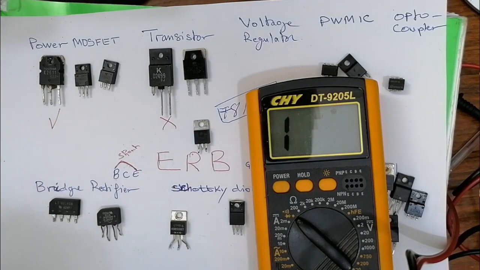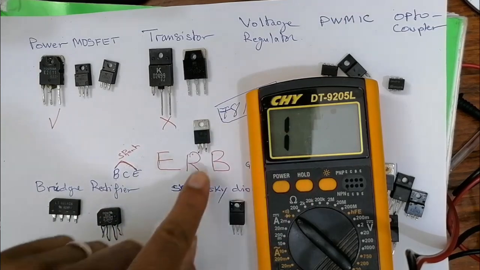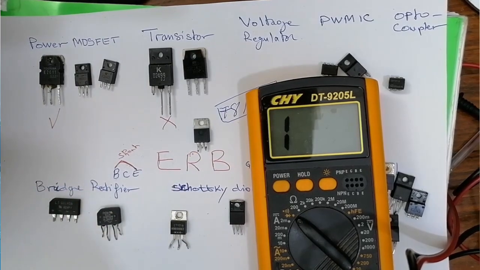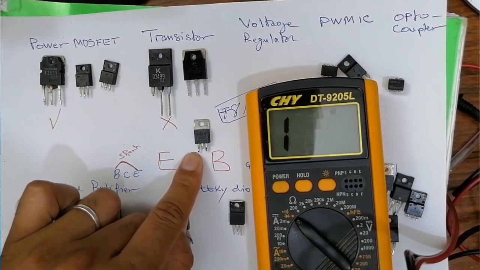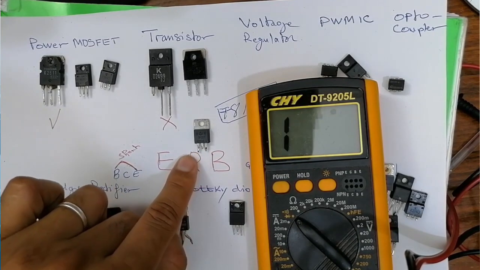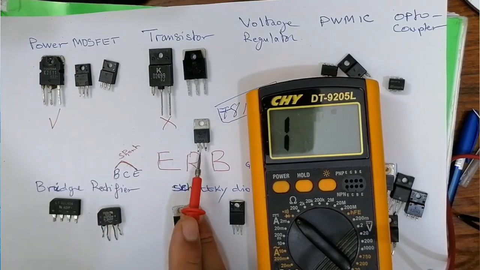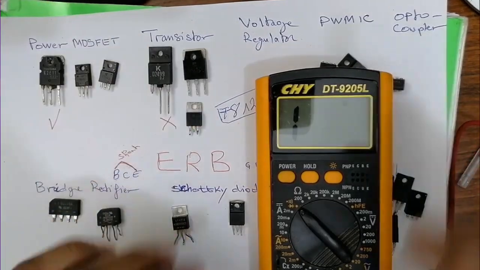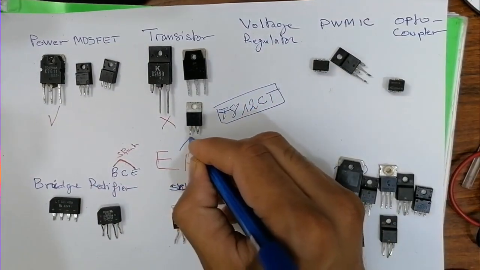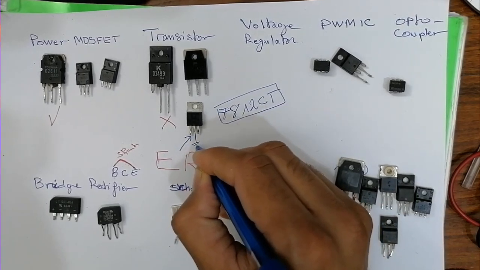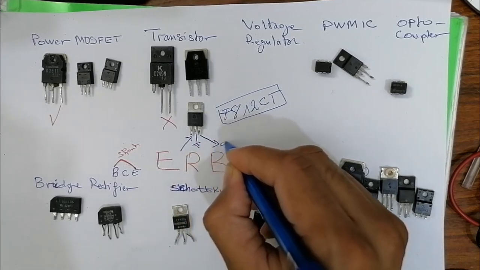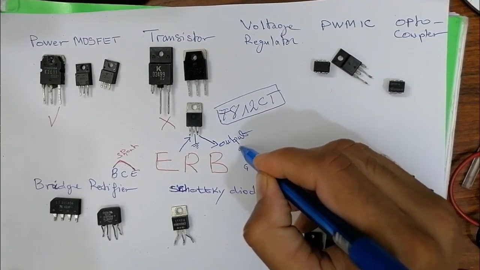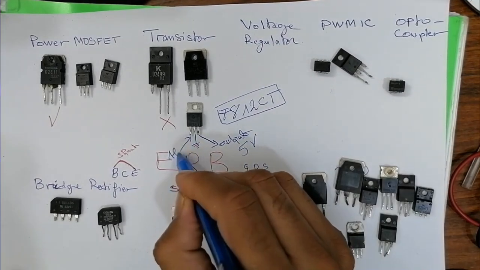So basically, to test a voltage regulator using the multimeter, you should connect the voltage regulator to the motherboard, or just give it the input voltage. For example, if the input voltage is 12 volt, give this voltage regulator 12 volt here in the input. Here we have input, here connected to the ground, and here we have output.